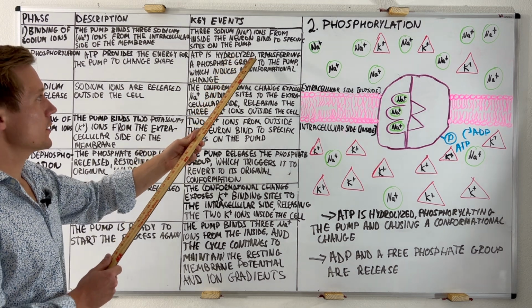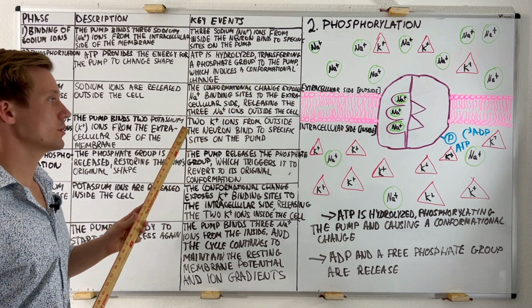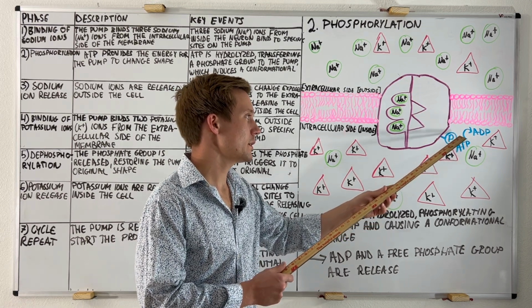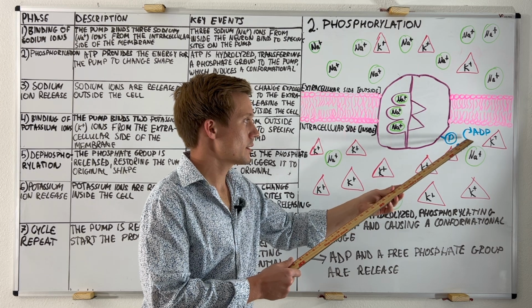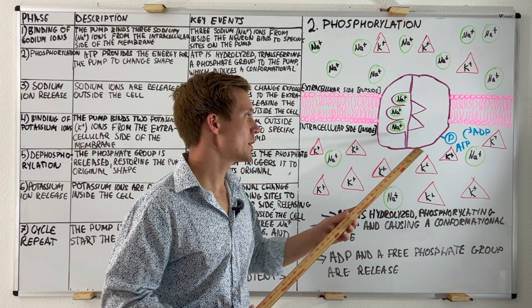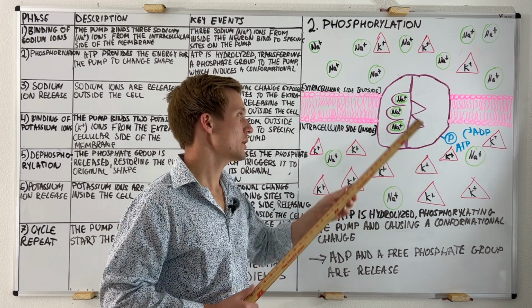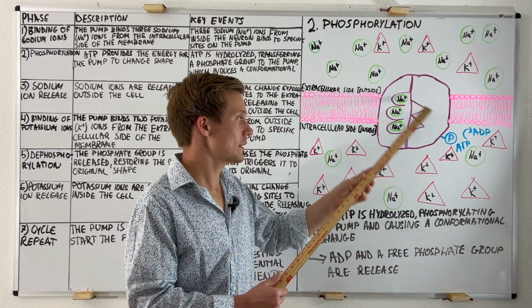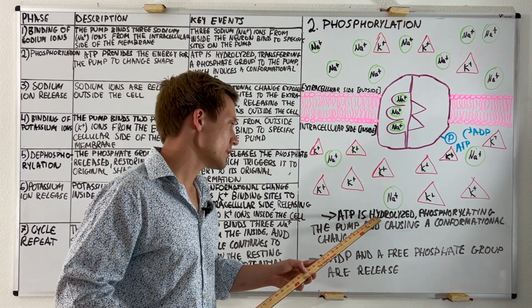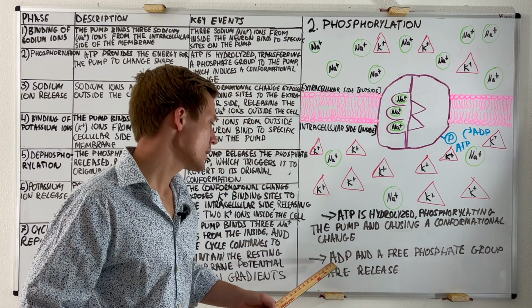ATP is hydrolyzed, transferring a phosphate group to the pump, which induces a conformational change. And so here, the hydrolysis of ATP is represented with this arrow here, and the phosphate group is now attached to the pump. The phosphorylation or attachment of the phosphate group to the pump causes this shape that it's currently in. And so the key note here is that ATP is hydrolyzed, phosphorylating the pump and causing a conformational change.